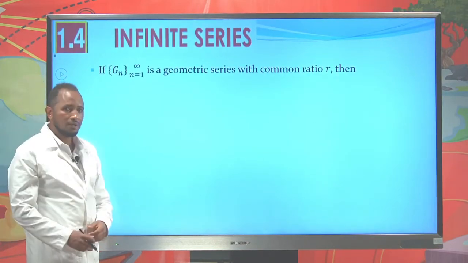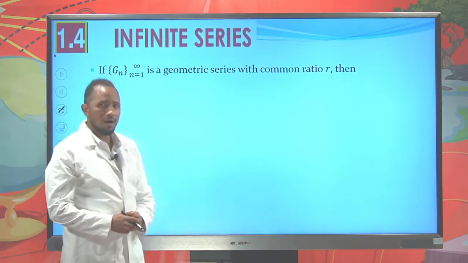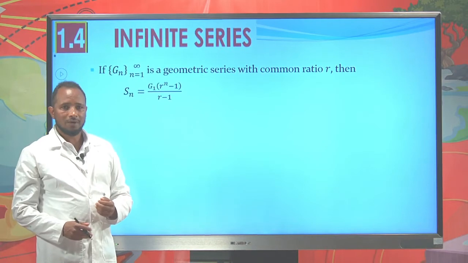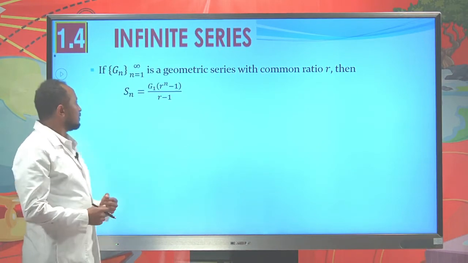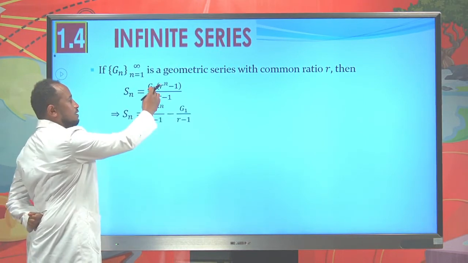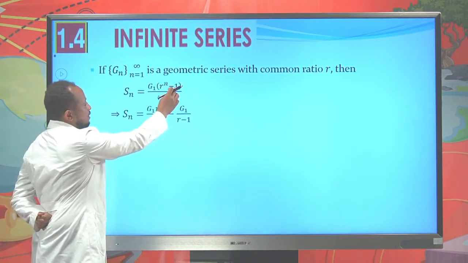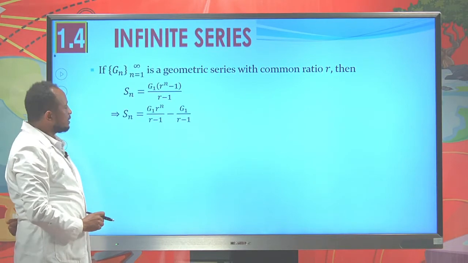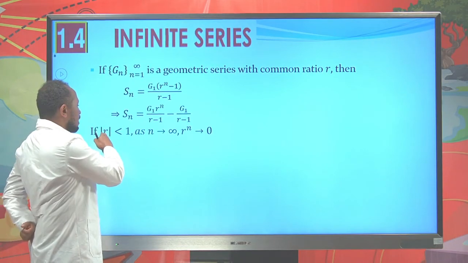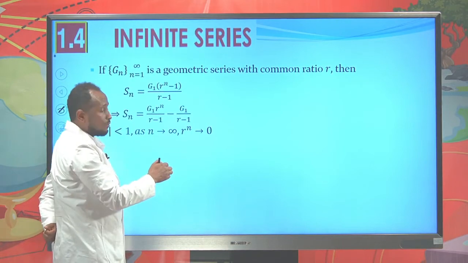Let's see this one. If Gn is a geometric series with common ratio r, then Sn is given by this formula. We said this earlier. Now I can write this in this form. Sn is equal to g1 times r raised to n over r minus 1, minus g1 over r minus 1. But for r between 1 and negative 1, r raised to n goes to 0.